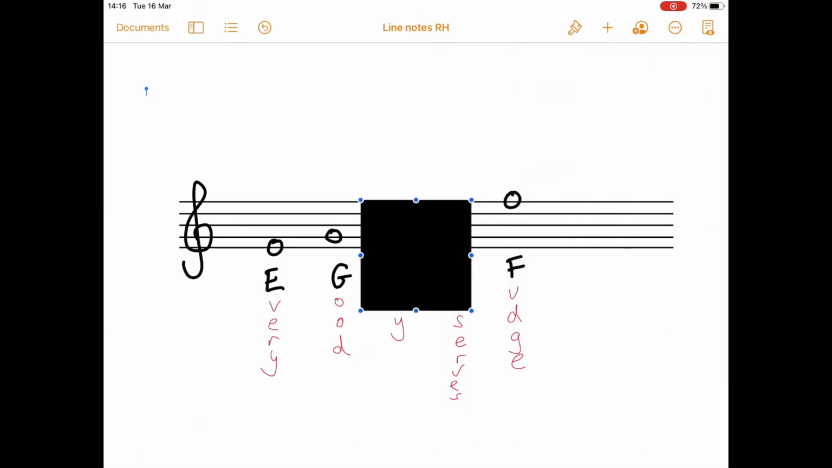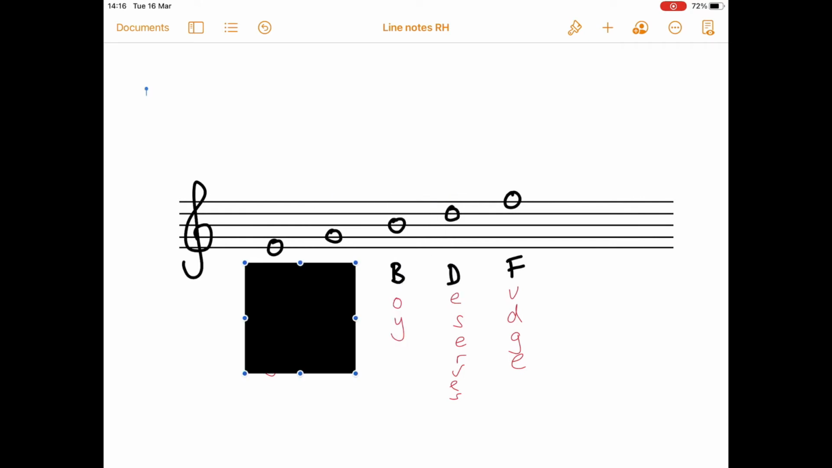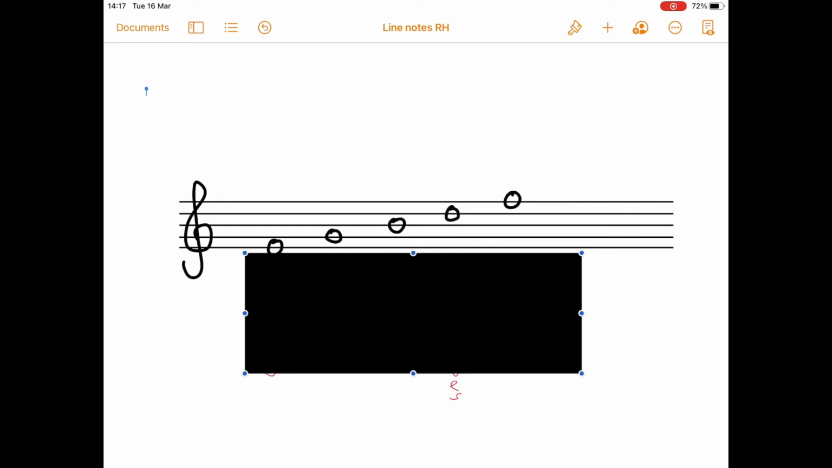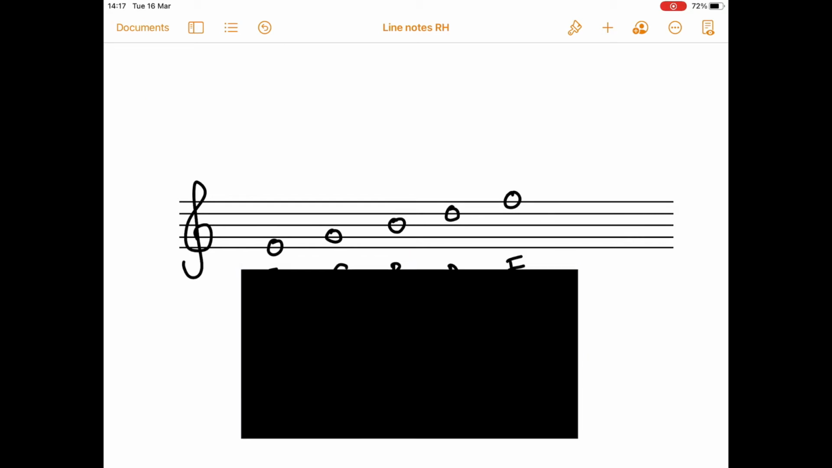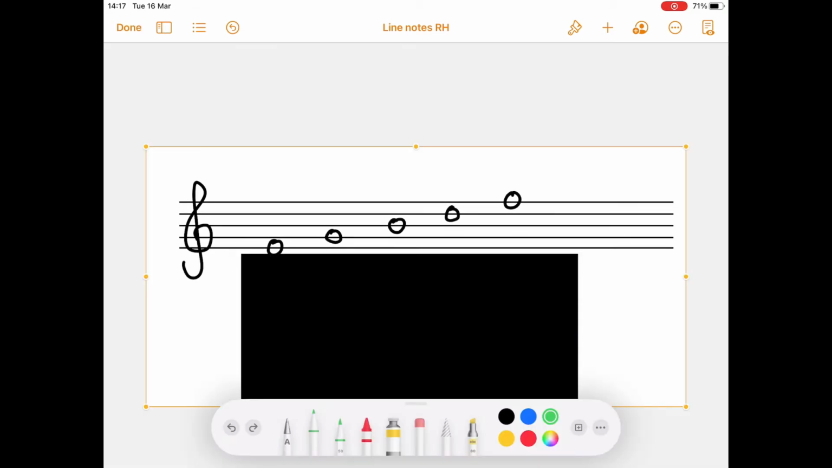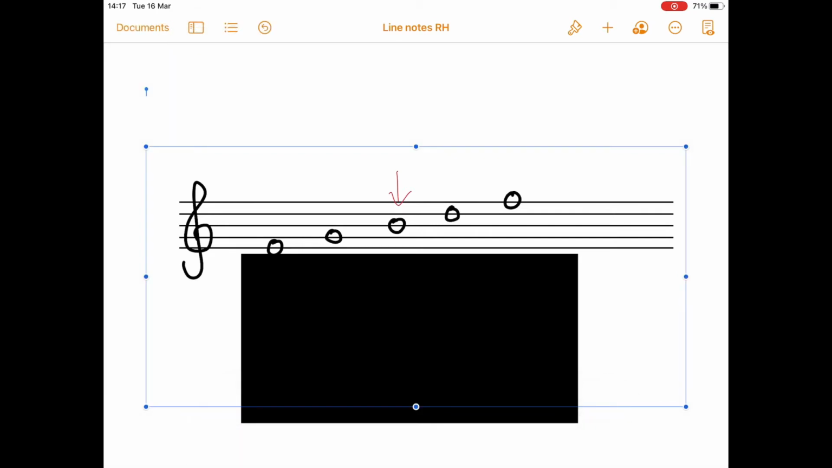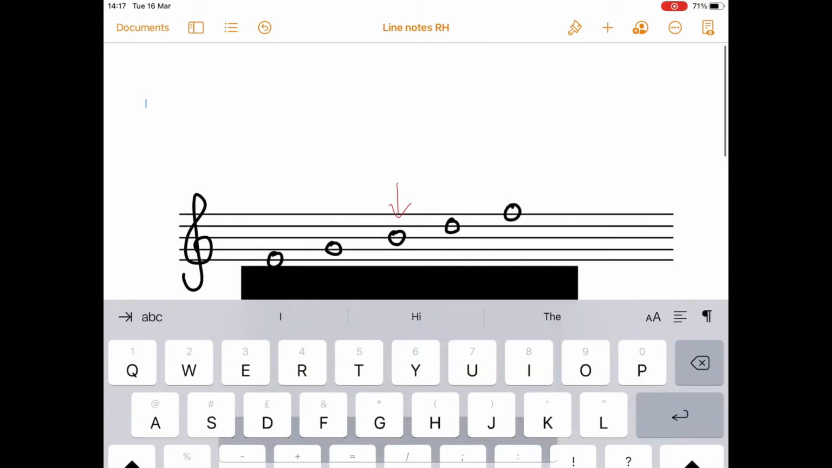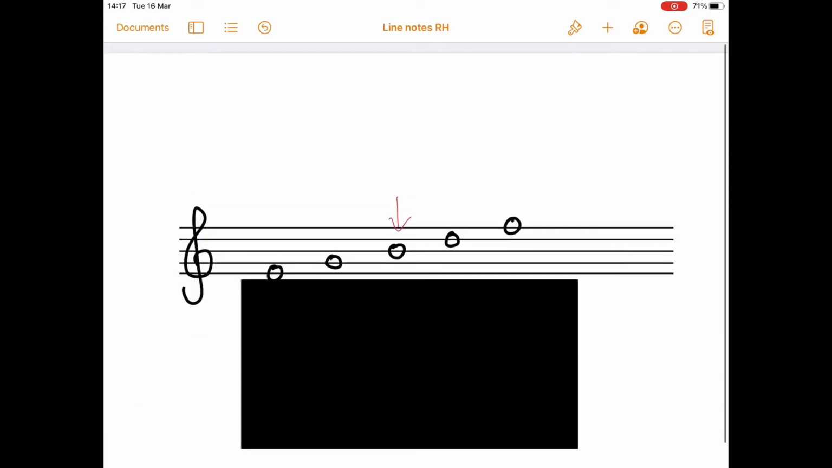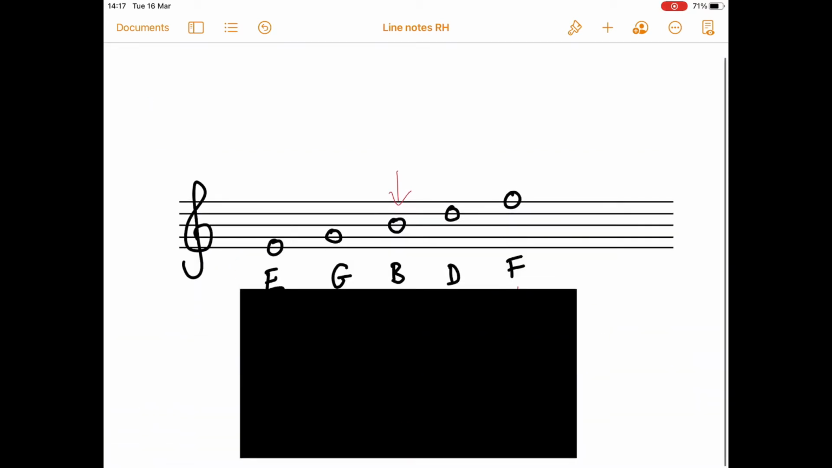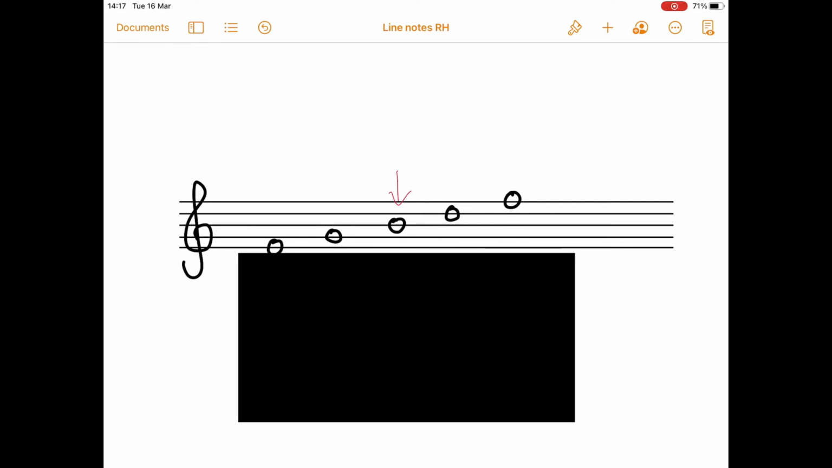So I'm just going to cover up those notes and the sentence there. See if we can remember it together to help us work out the notes. So if I said, what's that note there on the middle line, we'd count up with the phrase, every good boy, B. So we know that note must be B. And if I just move the box, we can have a quick check. Yep, there it is. It is B.